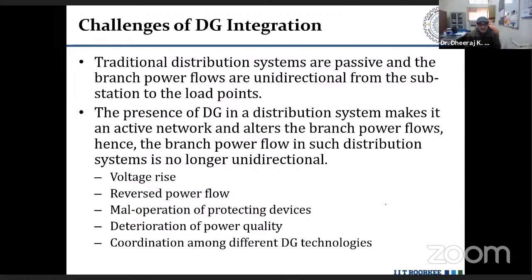Presence of DG in a distribution network makes it an active network, and there is also bidirectional power flow. Because of that, we have a number of issues like voltage rise, reverse power flow, maloperation of protective devices, deterioration of power quality, and then coordination among different DG technologies. We can have a number of technologies for DG, so coordination among those.